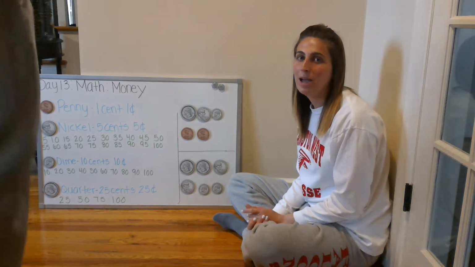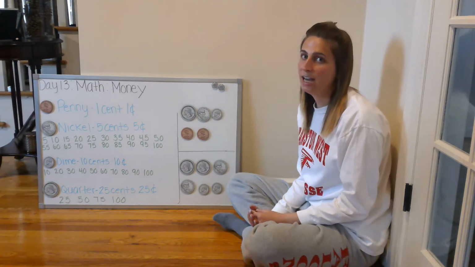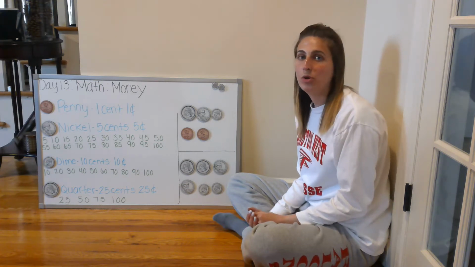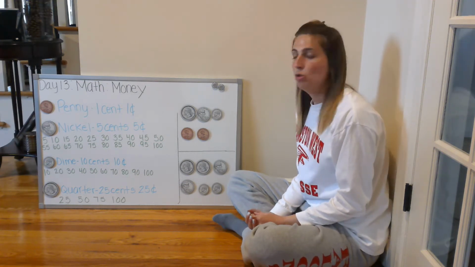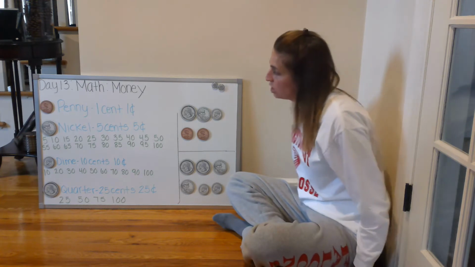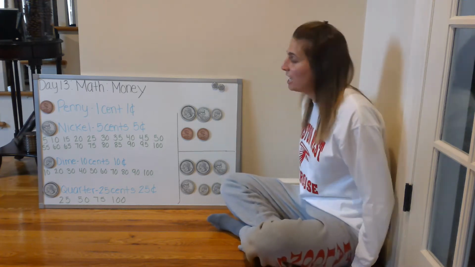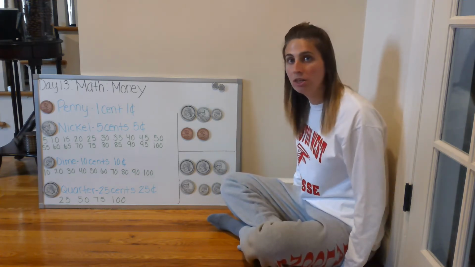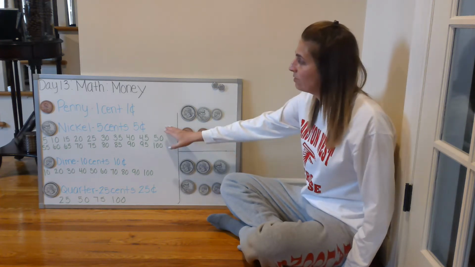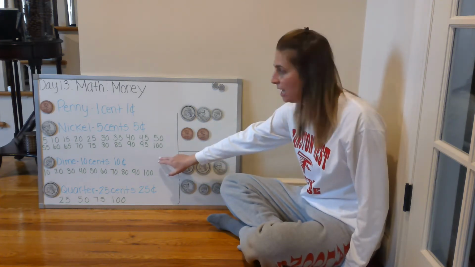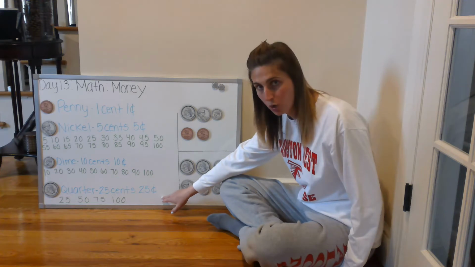Everyone, welcome back to our last activity this Friday, math. Today for math, we're going to be talking about money. So what I'm going to do first is we're going to go over identifying each of our coins and their worth, and practice counting by fives for nickels, 10 for dimes, and 25 for quarters.